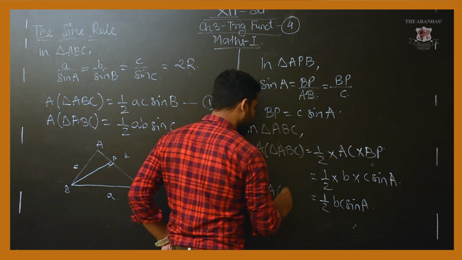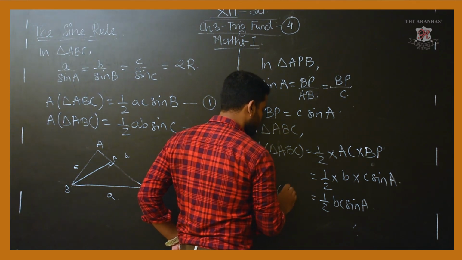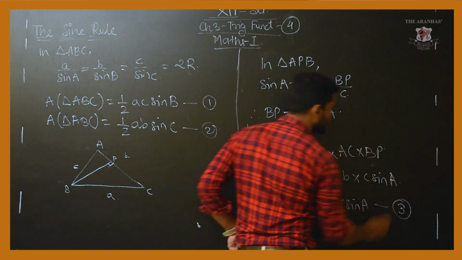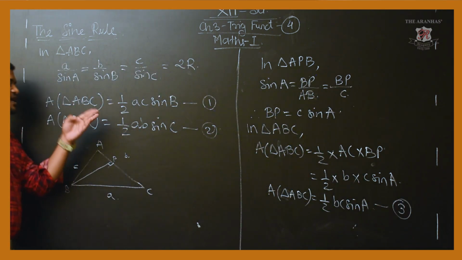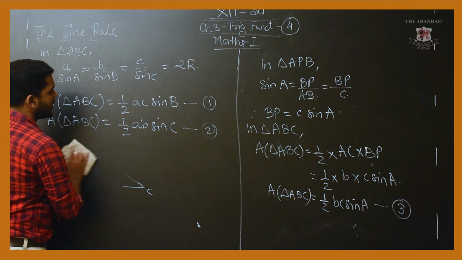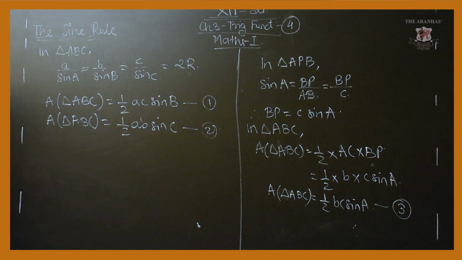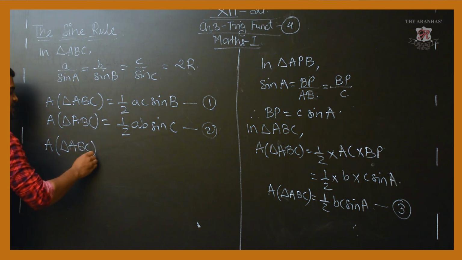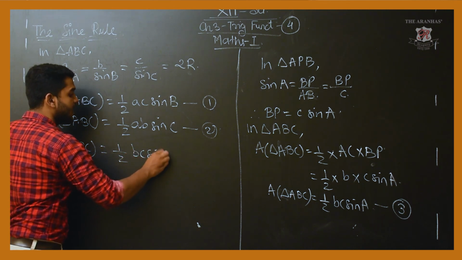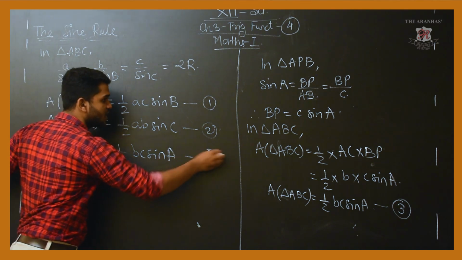Area of triangle ABC. This is the third equation. Now look at the first, second and third equation. What do you observe? The left hand side of all the three equations are same. Therefore, you can equate the right hand side of those equations. So let me write down the third equation over here. Area of triangle ABC is half into bc sine A. This is my third equation, correct?